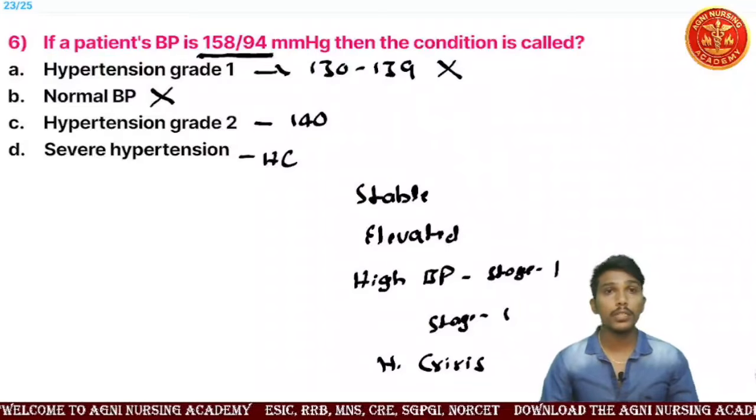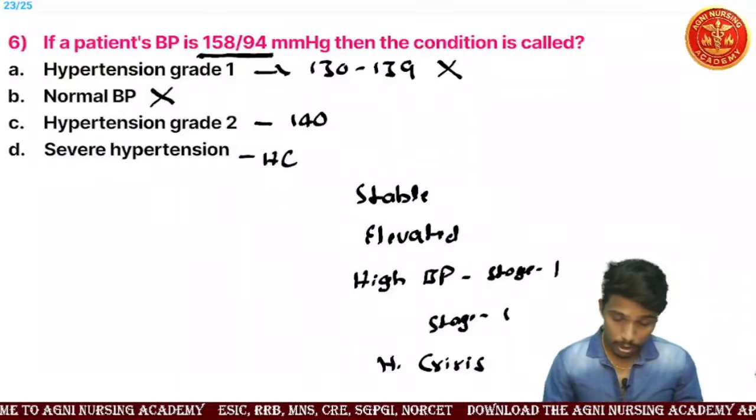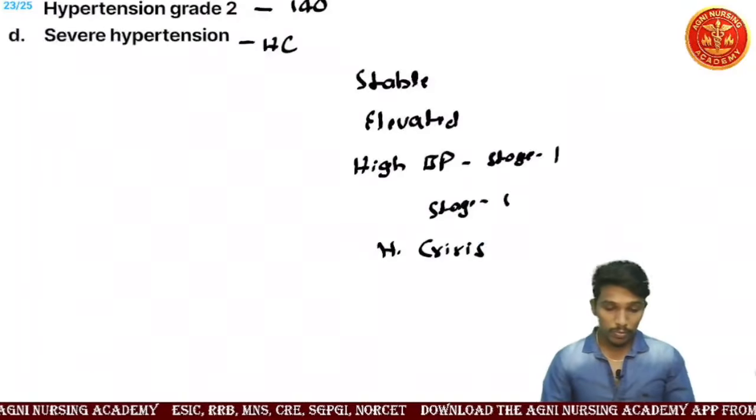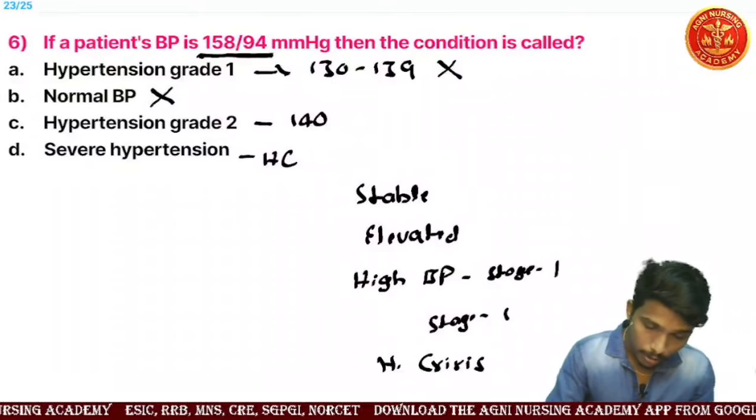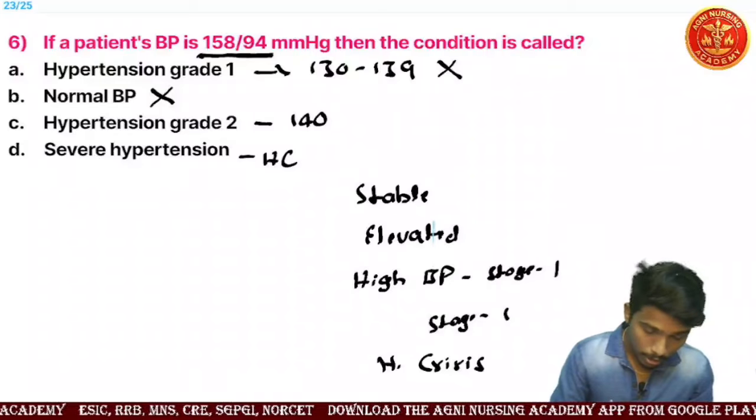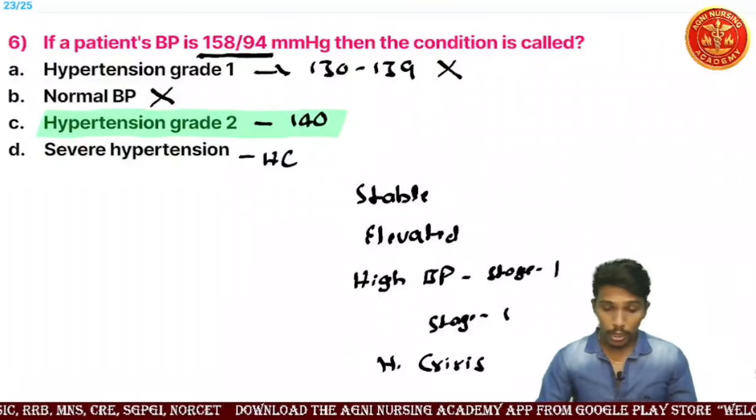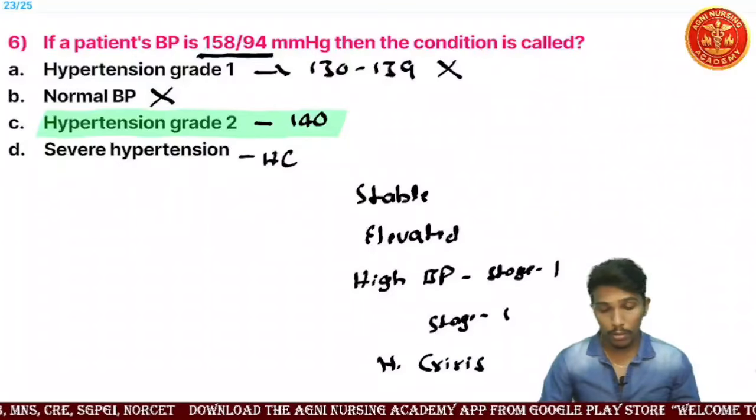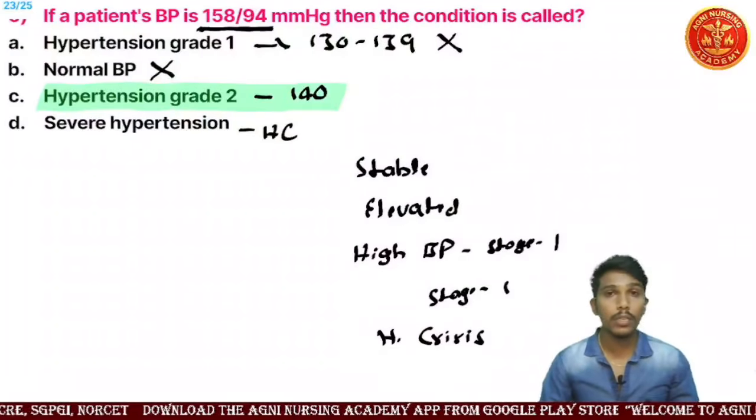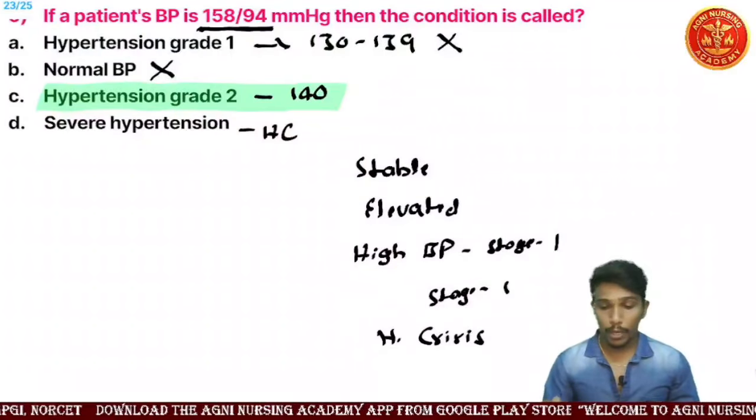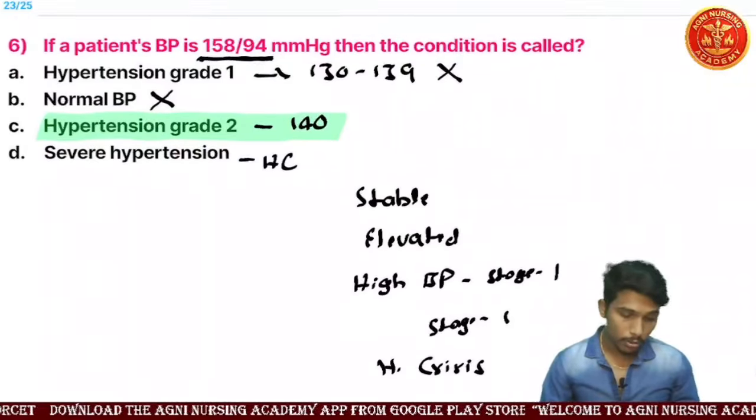The correct answer of this question is C. Hypertension grade 2, that is more than 140. Okay, a hypertensive crisis BP will be more than 180. So the answer of this question is C.